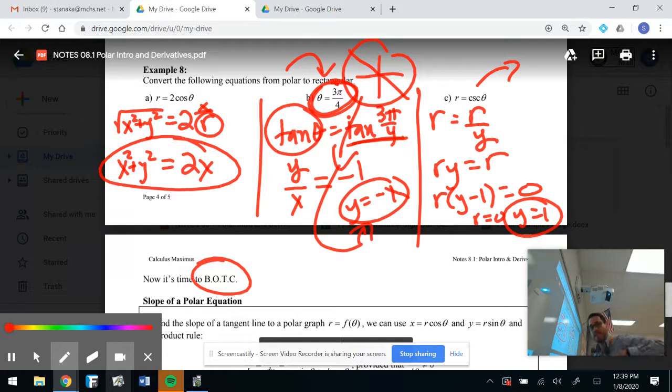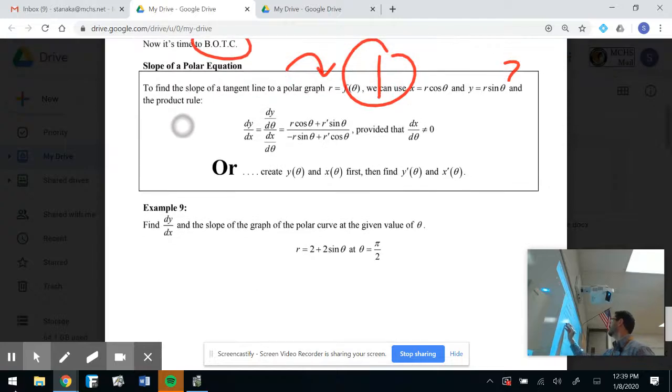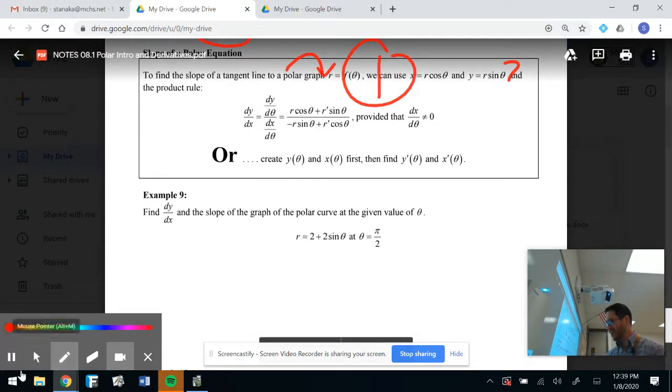B-O-T-C. Let me see it. B-O-T-C. Whew. Not bad. Could be the new fad. Okay, somebody come up with that cool new dance, B-O-T-C. All right, B-O-T-C, right? Bring on the calculus. All right, here we go. Let's bring on that calculus, right?